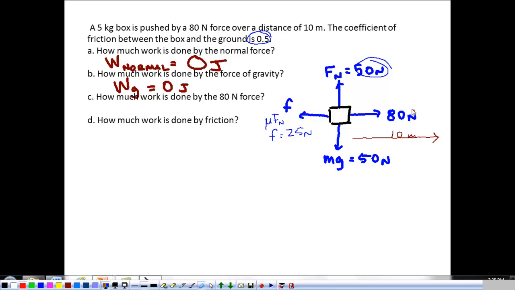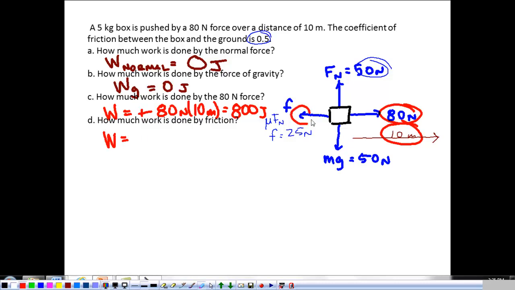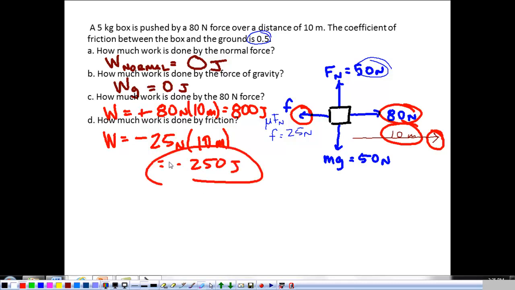Now, the work done by the 80 Newton force. Looking at the 80 Newton force, well, that is with my displacement, so it's going to be positive 80 newtons times 10 meters. It gives me 800 joules. And the work done by friction, well, friction points backwards. My displacement is forward. Friction is hurting my displacement. So the work done by that is going to be negative, and then the magnitude of that force, 25 newtons times 10 meters, or negative 250 joules. So that is the work done by each one of these forces individually.